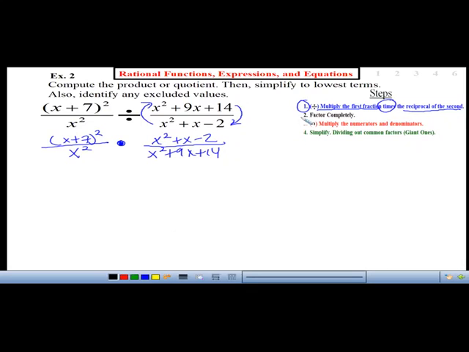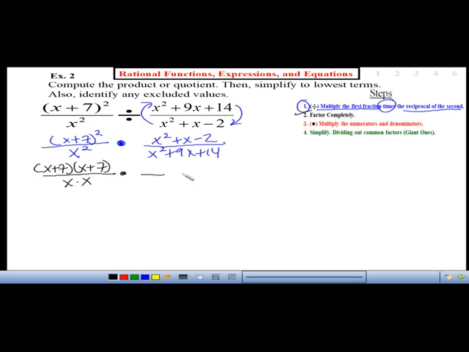Here we go. Step 2, factor completely numerator and denominator. So how can I write this? Alvaro, the first fraction. Tell me what to write. x plus 7 times x plus 7, and the denominator is x times x.